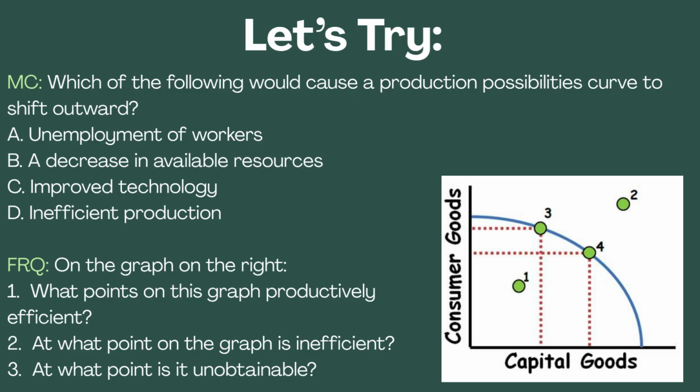The answer for the multiple choice is C. Improved technology would cause the production possibility curve to shift outward. And the free response question, for number 1, points 3 and 4, for number 2, point 1, and for number 3, point 2.